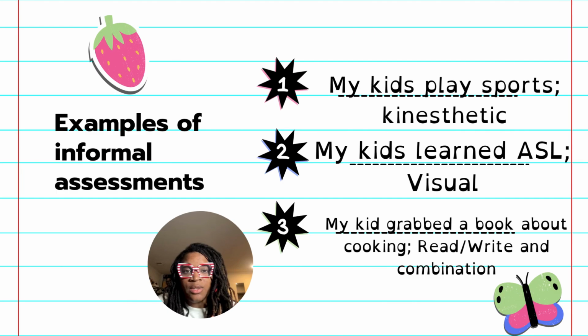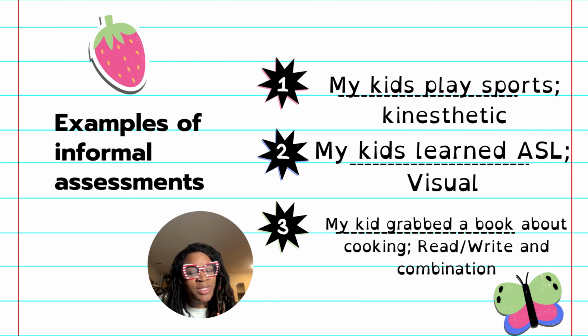When it comes to learning styles, I prefer informal assessments. If you have a kid that plays sports, that's a type of kinesthetic learner. If you have a child that enjoys color coding things or learning American Sign Language, that is very visual, and most likely your child is a visual learner.